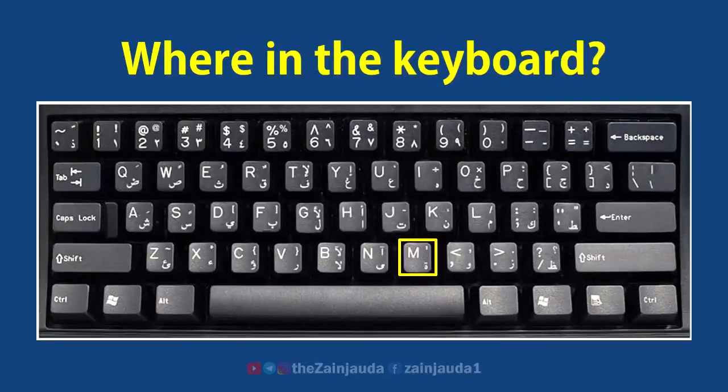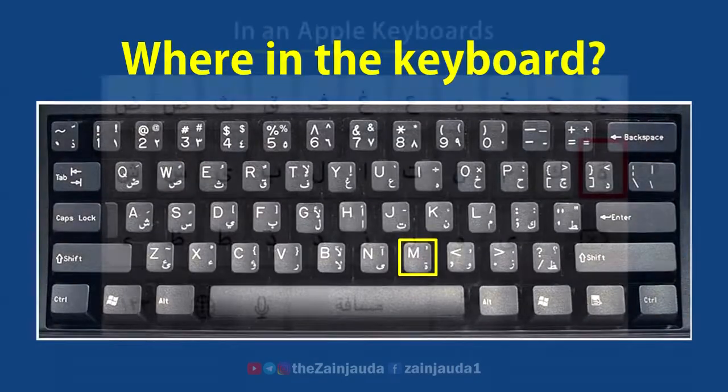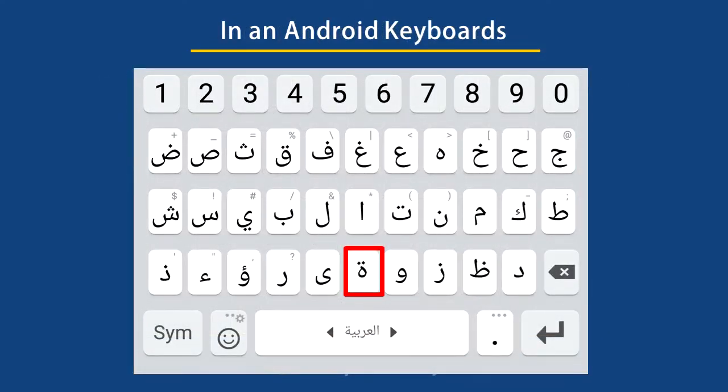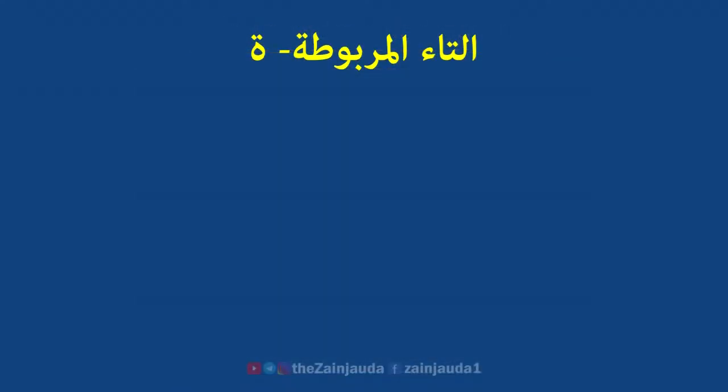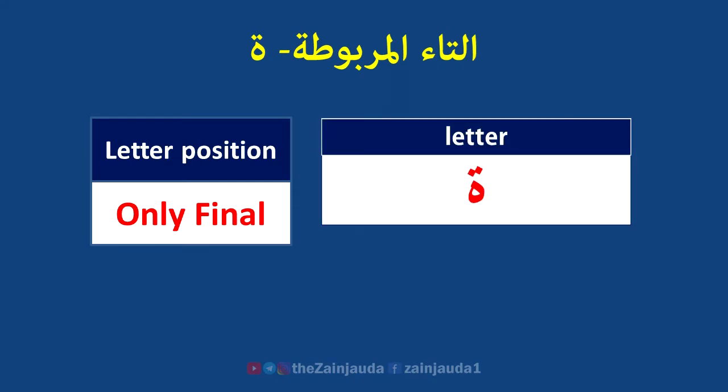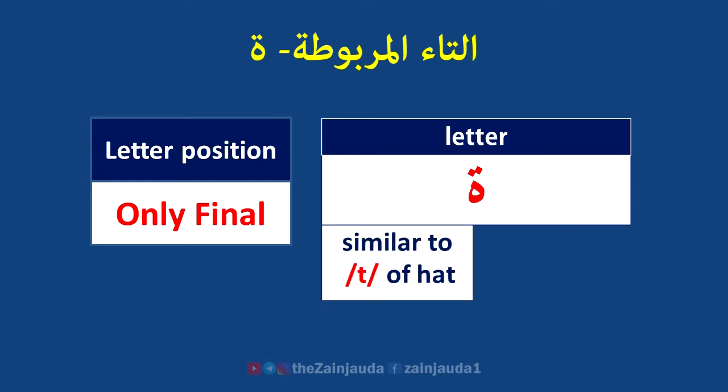In a keyboard, ta al-marbuta is found with M. In an Apple keypad, it is found in the second row, and in an Android, it is found in the third row. Before we talk about the pronunciation of ta al-marbuta, first of all we need to remember that a ta al-marbuta only comes at the end of words. It has the same shape of the final ha with two dots over it. As far as the pronunciation of ta al-marbuta, it has two pronunciations. One is the default sound ta, which is pronounced in a continuous speech or reading.